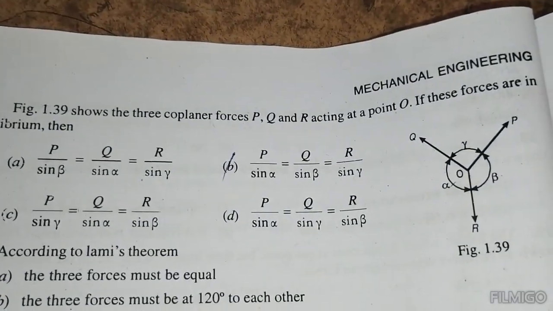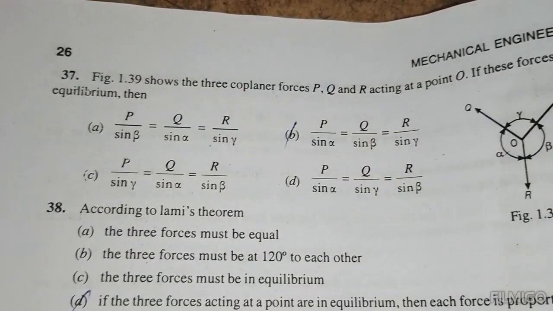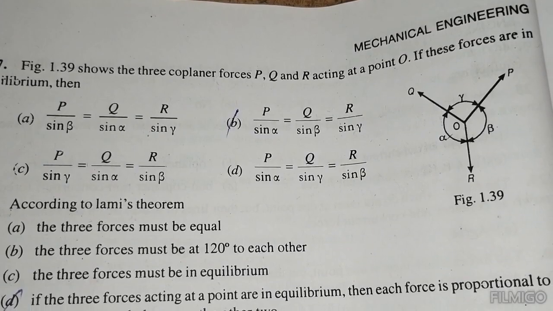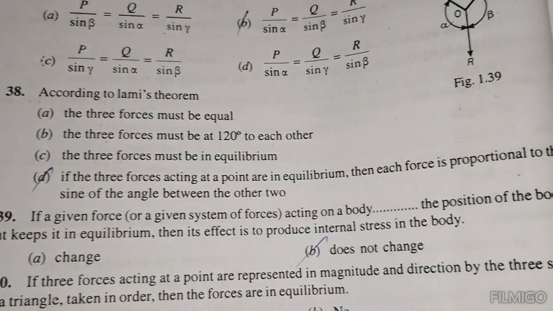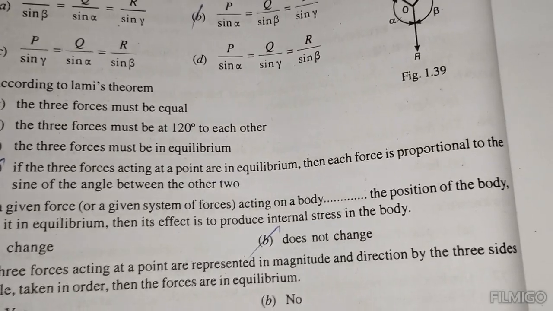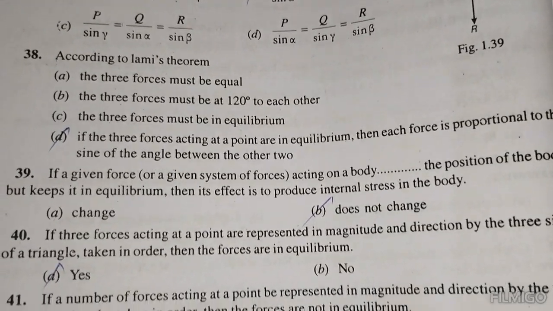As shown in the figure, if forces P and Q are acting and are in equilibrium, then P by sin alpha equals Q by sin beta equals R by sin alpha. According to Lami's theorem, if three forces acting at a point are in equilibrium, each force is proportional to the sine of the angle between the other two.